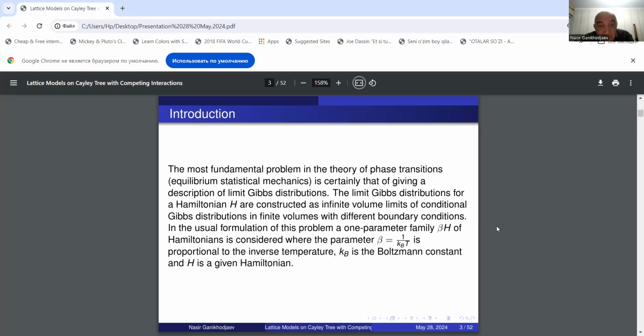In the usual formulation of this problem, we consider a one-parameter family beta H of Hamiltonians, where H is the Hamiltonian and beta is 1 over k_B T, the inverse temperature. Here k_B is the Boltzmann constant, and H is the given Hamiltonian.